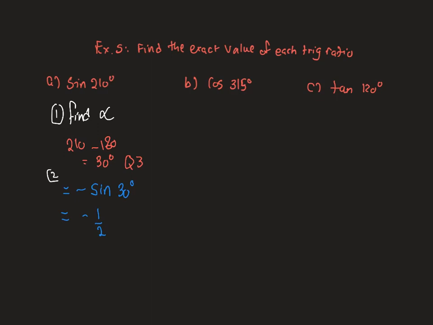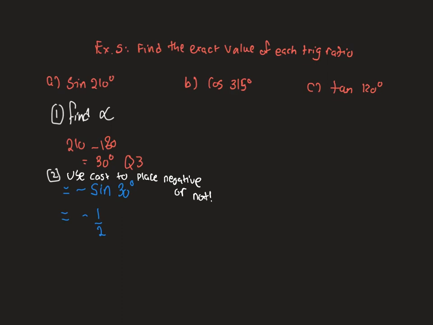So just to annotate a few more steps there: your second step, as you can see, is that we have to use CAST. Obviously, if this happened in quadrant 2, I would not need to put a negative there. And of course, your third step is using special triangles to figure out your answer. So in question 2, I want you guys to try out B and C. Pause it for a quick sec.